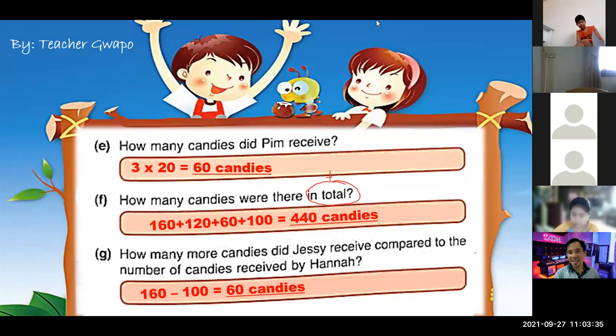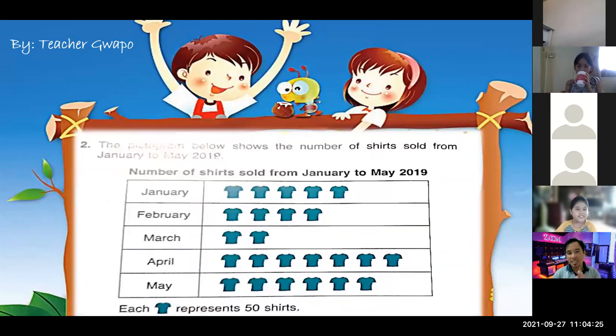Okay, are you done? Okay, now we will proceed to the next page, 208. The pictogram that you will see there in your book below shows the number of shirts sold from January to the month of May. Now, here we go. Look at the picture. Again, I want to remind you, each picture here represents how many shirts? 50 shirts, okay? One picture represents 50 shirts.